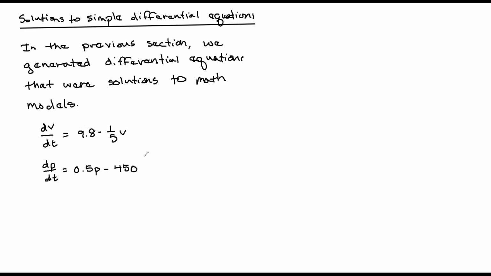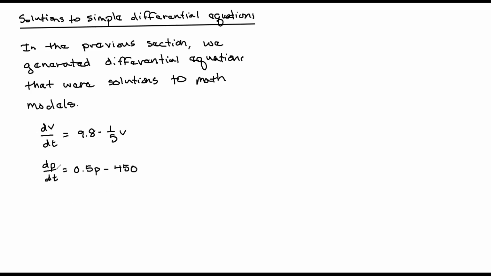So this first one was the math model to represent a falling object. And the second one was a differential equation that represented population growth or decline for mice that are being eaten by owls. Okay, so we want to go through and solve these two differential equations.